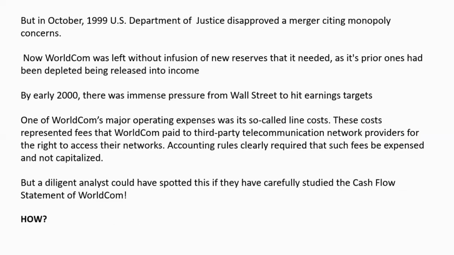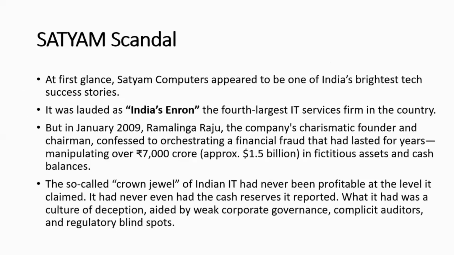Generally, most scams, they say we can see from the cash flow statement. They say it is very difficult to manipulate the cash flow statement. So that was WorldCom, where they used the line costs and showed it as capital expenses. And how can we find it? Free cash flow. Free cash flow is the answer.